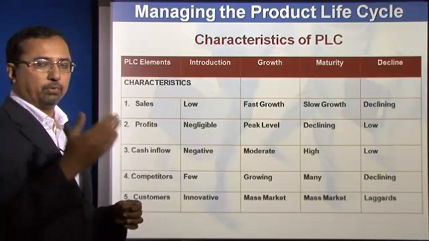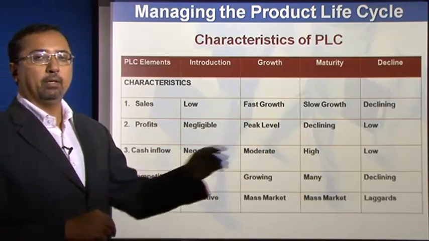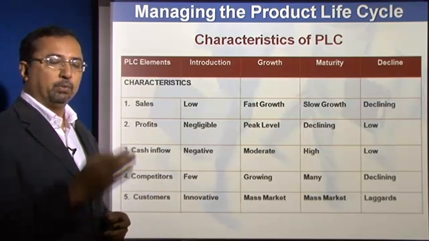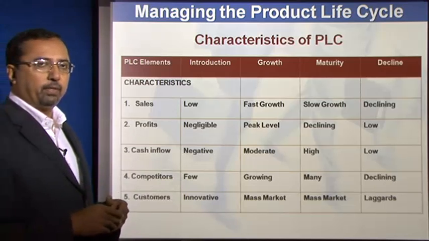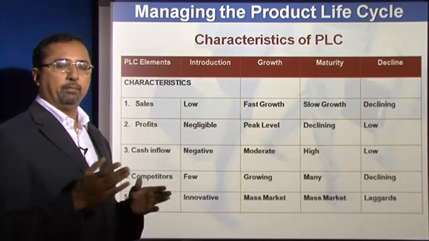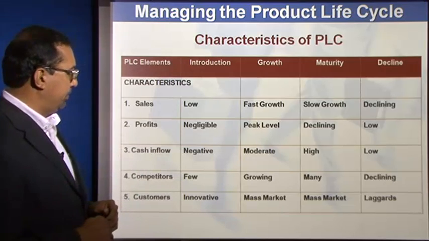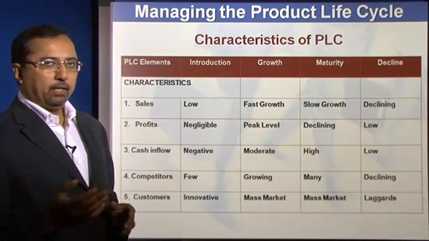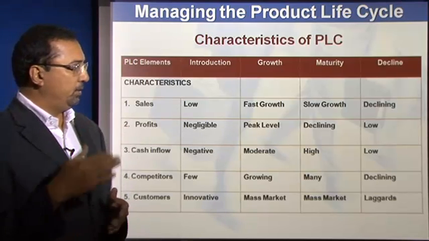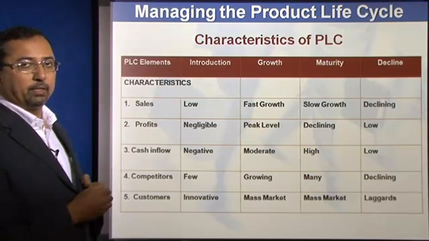Cash inflow of course may be much better in this particular case, and there will be many competitors, much more than what you initially thought. Like if you take soaps or detergents, you will find dime a dozen competitors. Same way with biscuits and cookies, you will find so many competitors all over the place, and there is a huge mass market. In a decline stage, you will find everything going down, and maybe even the laggards finally might come and start using them.